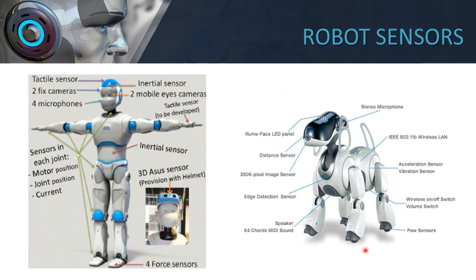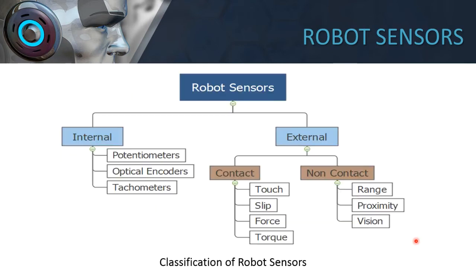You can see Aibo. This is the dog which is manufactured by Sony. It has a distance sensor installed at the nose, and then an edge detection sensor. It has an acceleration sensor, vibration sensors, and pause sensors. So many sensors can be used depending on what type of robot it is and how you are using it, for what application you are using it. So we'll see what these sensors are and how they are used.